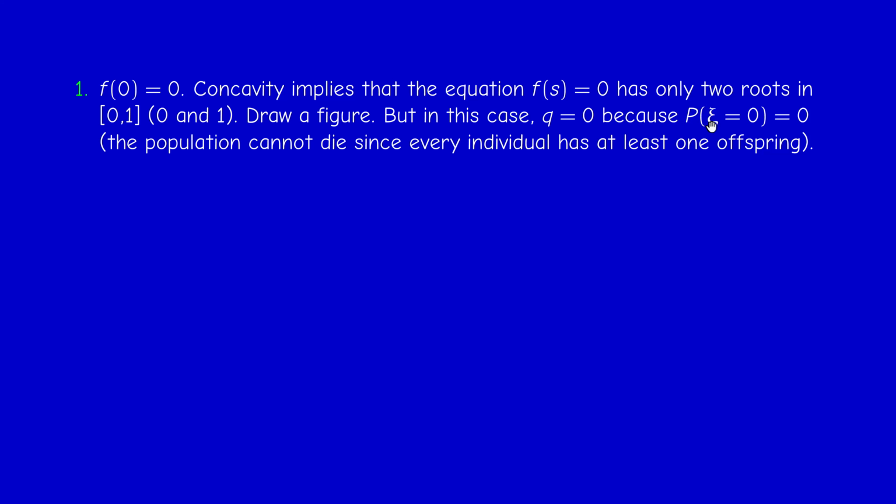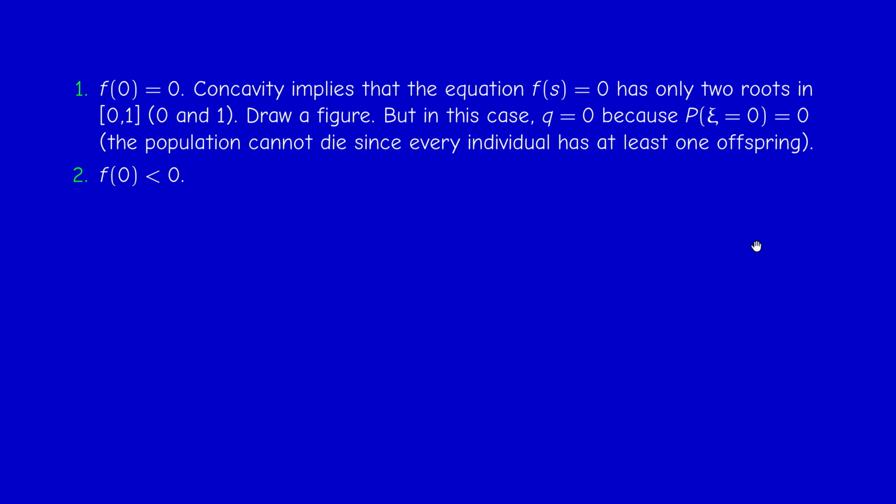Because p of xi equals 0 is 0. So each individual will reproduce at least one time, right? So it cannot die out directly without reproducing any offspring. So the population will not die out. Okay. So the root is either 1 or 0, but cannot be 1, so it's necessarily 0. Okay. So we have two roots here, 0 and 1.